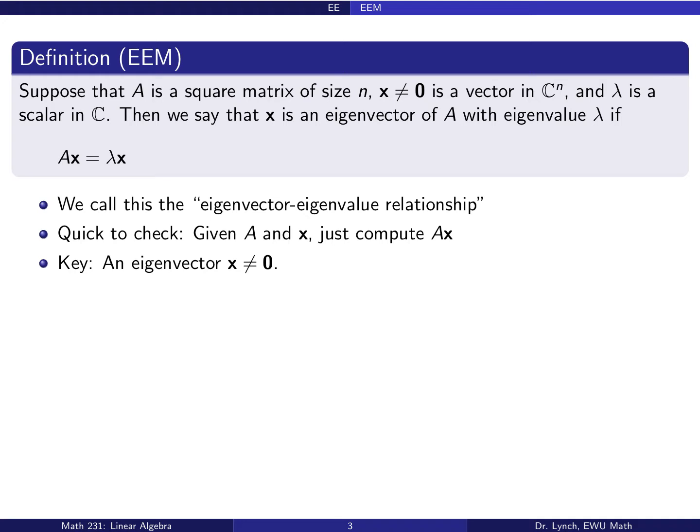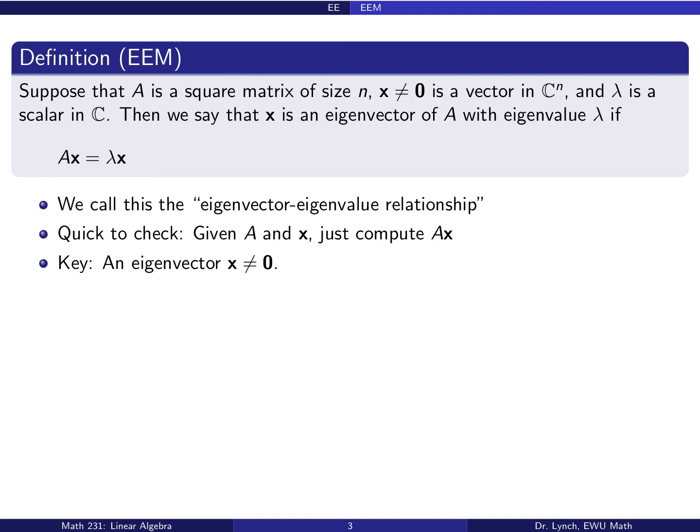Okay, so here's the definition. Suppose that A is a square matrix. Square matrices may have eigenvectors. X is an eigenvector of a square matrix A with eigenvalue lambda if A times the vector X equals lambda times the vector X. So oftentimes we call this the eigenvalue-eigenvector relationship. This is pretty easy to check. Just compute A times the vector X and see what you get. One of the keys to this is that our eigenvectors are non-trivial, right? The vector X must be a non-zero vector.